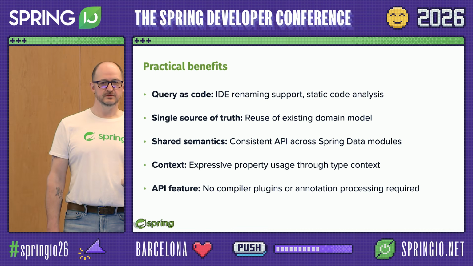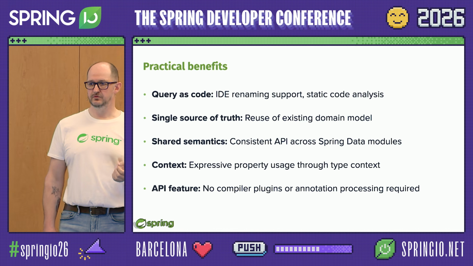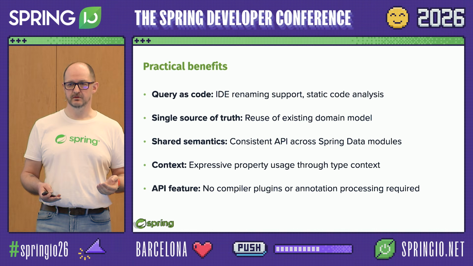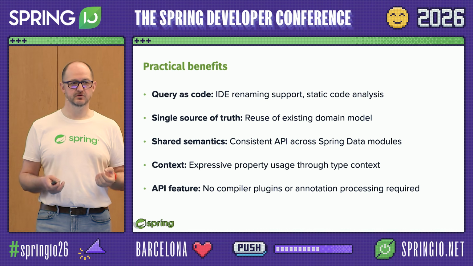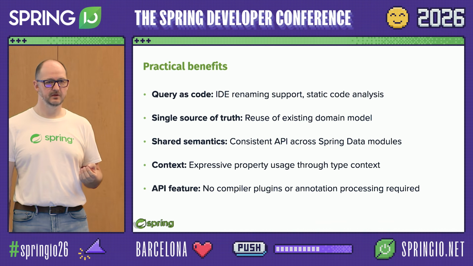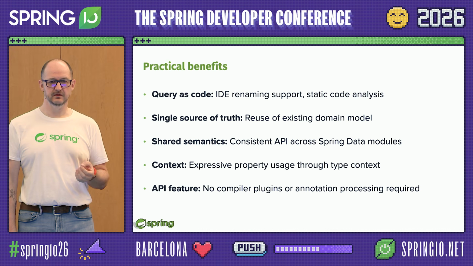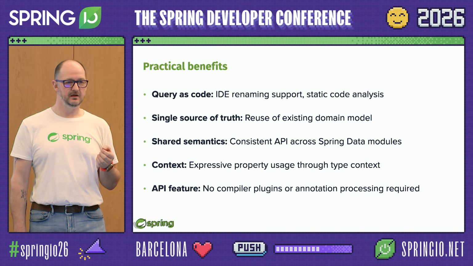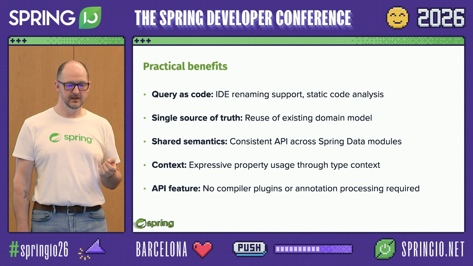We aren't introducing something new to what you already have. We are reusing the domain model that is your single source of truth. We do not generate any metamodel or the like. No plugins, no annotation processors. Everything is a library feature.